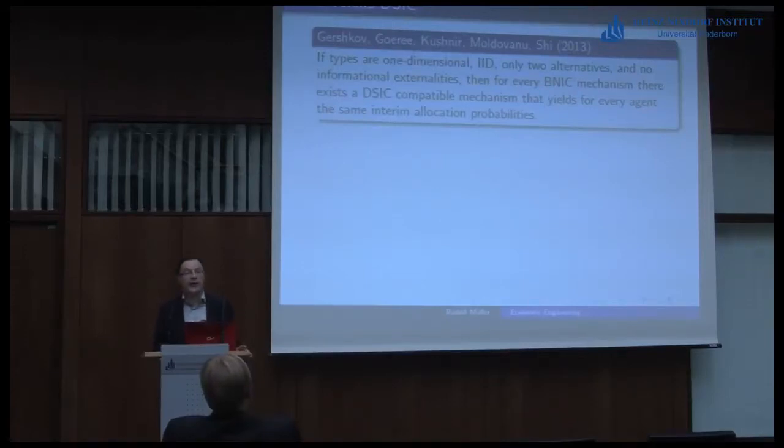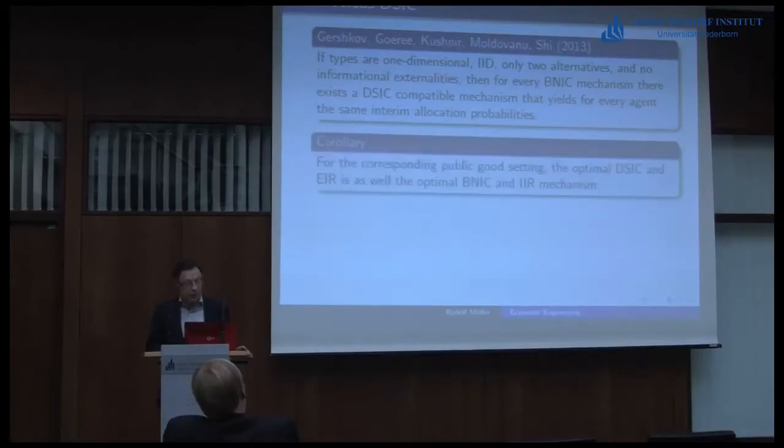But you require here that there are now informational externalities, and you require that the types are distributed independently. And that gives us, if we make this strong assumption, also the same. So we know actually that our mechanism, as a corollary of that, is the best Bayesian-Nash incentive compatible mechanism as well.